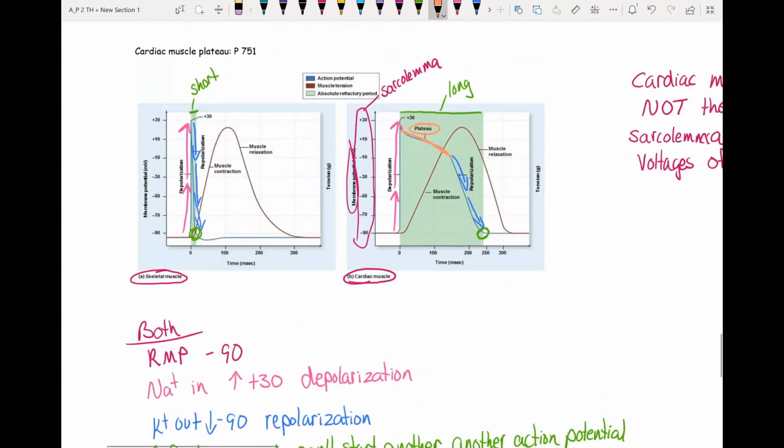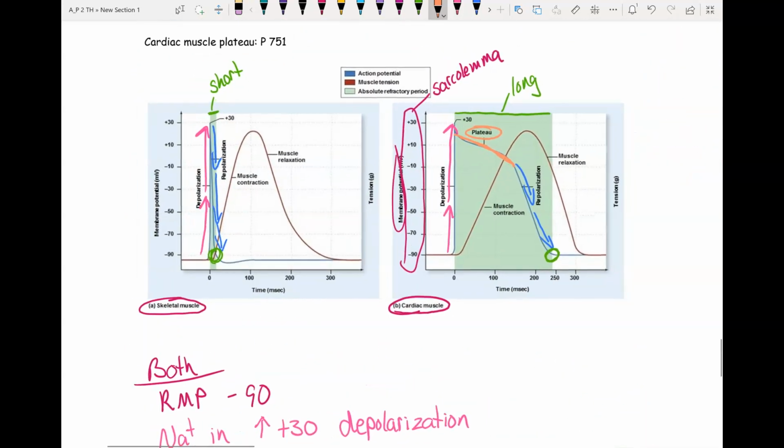So in the skeletal muscle, the refractory period is short because sodium comes in, then immediately potassium goes out. You depolarize, you immediately repolarize, you return to negative 90, refractory is over.